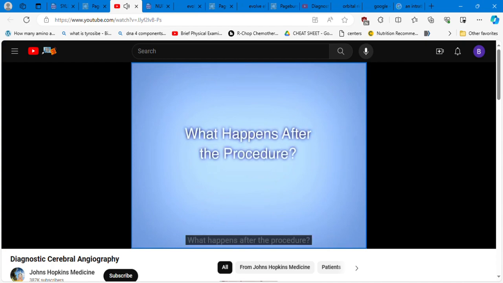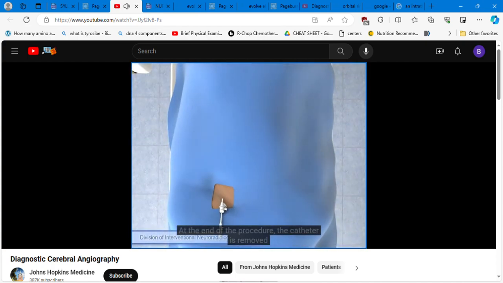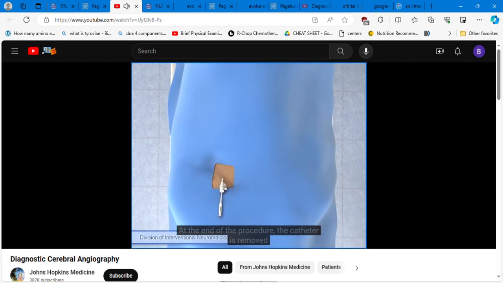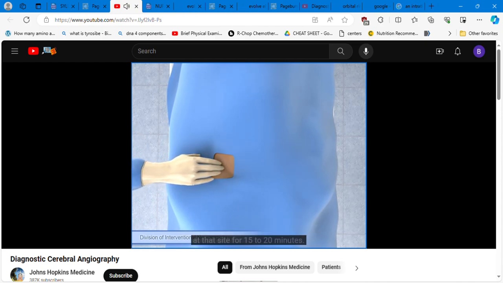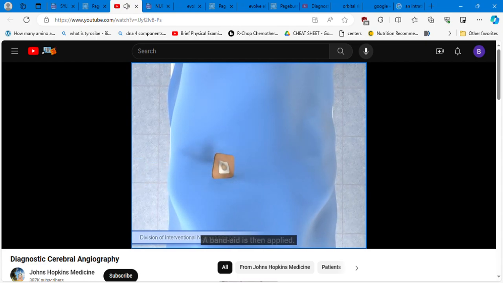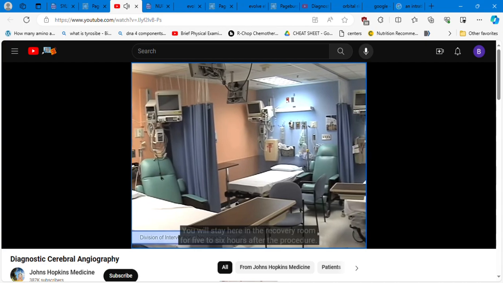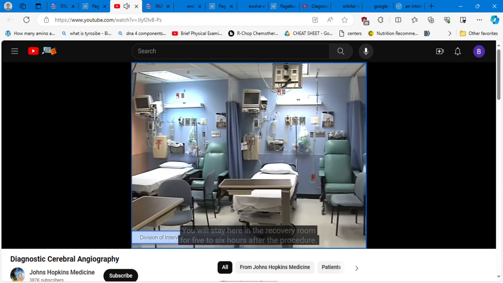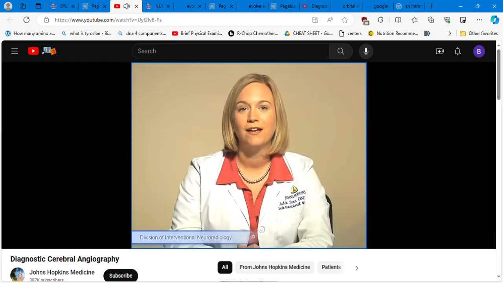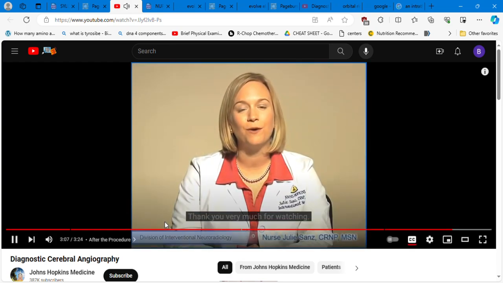What happens after the procedure? At the end of the procedure, the catheter is removed and a closure device is used to seal the site. In selected situations, the doctor holds pressure at that site for 15 to 20 minutes. A Band-Aid is then applied. You will stay here in the recovery room for 5 to 6 hours after the procedure. Thank you very much for watching.